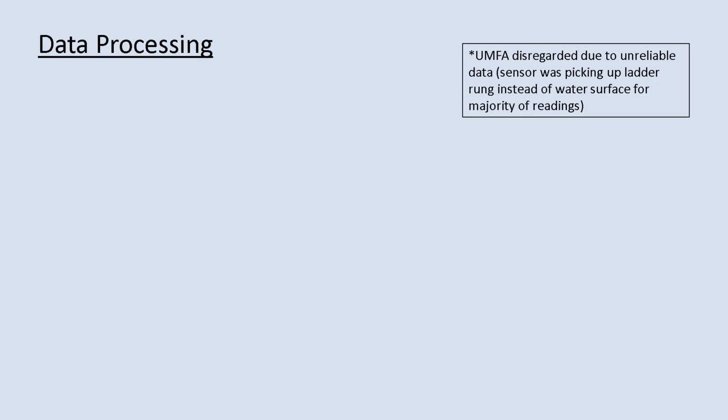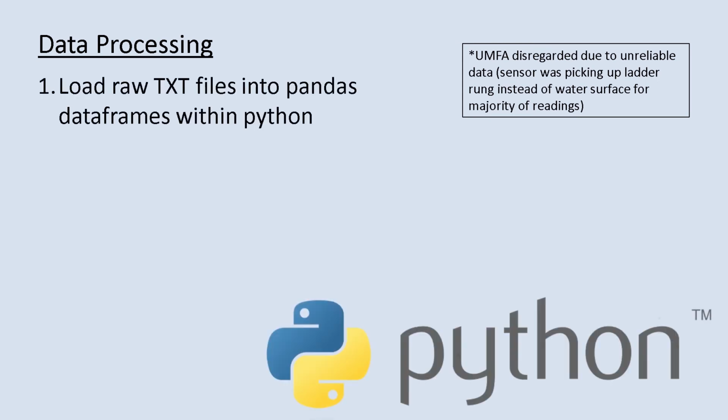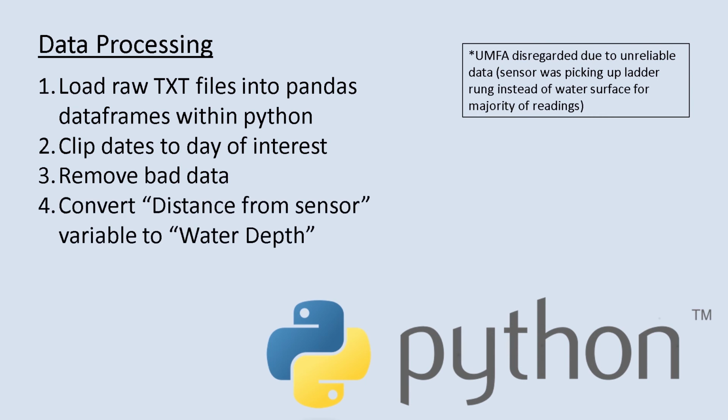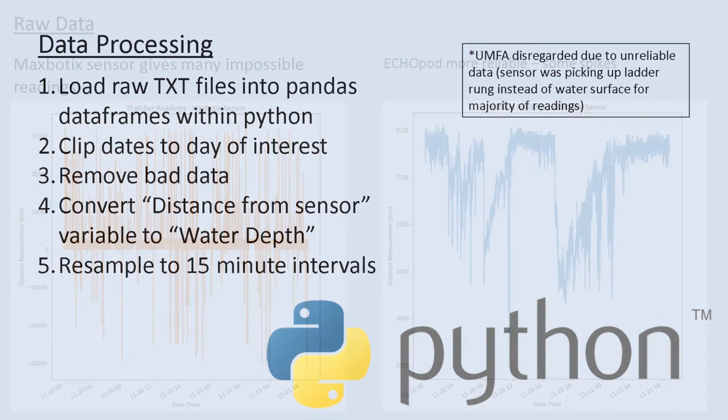To process the data, we begin by loading the raw text files into Python and clipping them to the time period of interest. We then remove bad lines of data due to sensor malfunction, convert the distance measurement value given by the sensors to depth, and resample the 10-second data to 15-minute intervals by average.